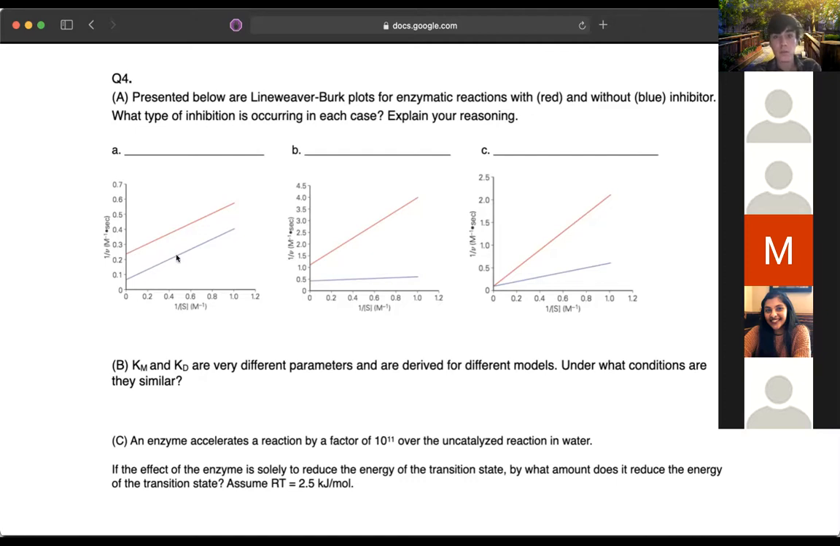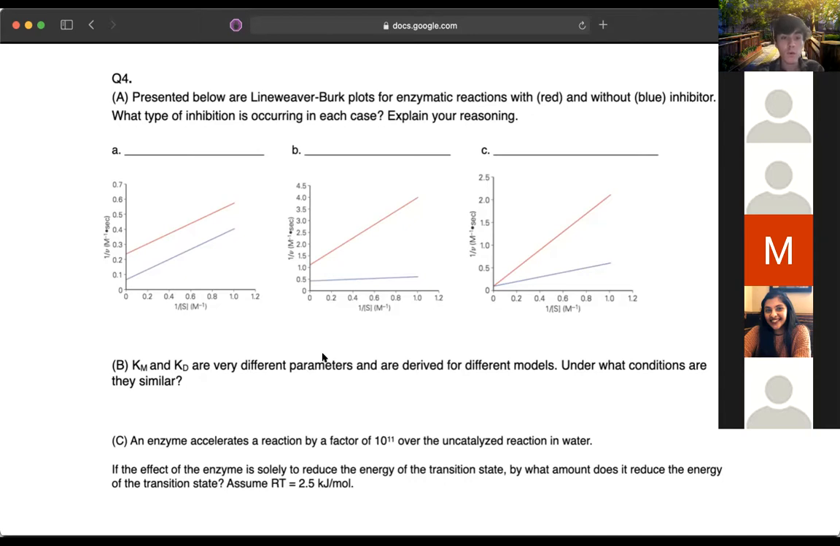So when you look at the lines, you can see what is changing in terms of Km and/or Vmax by comparing the red and the blue line, and you should be able to match up the actual name of the type of inhibition that you're seeing and the actual graph that you're looking at. If you have any questions, please feel free to ask me more either in chat or interrupt me at any time.